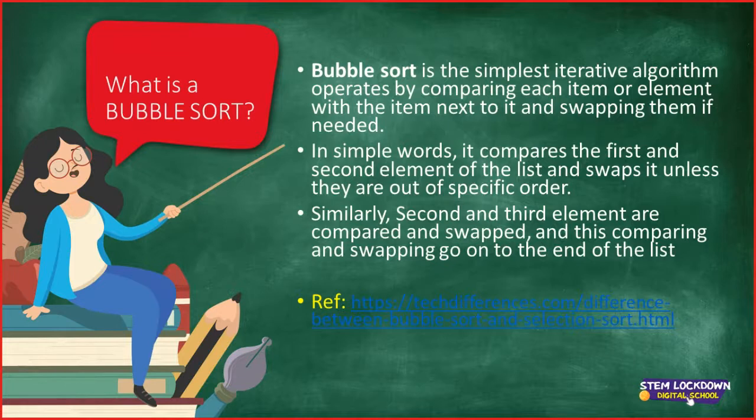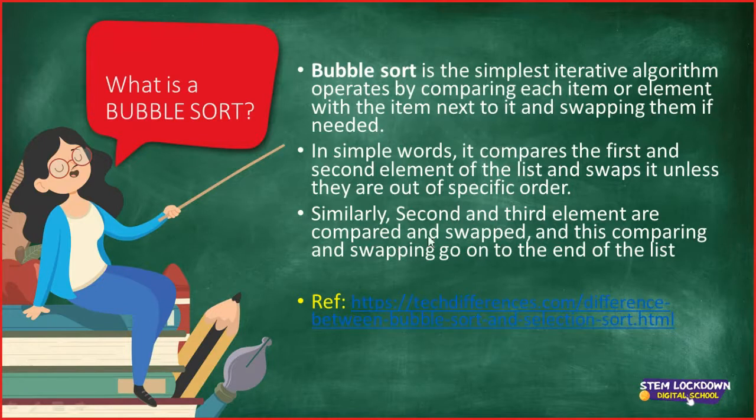In a bubble sort, however, it compares items next to it. So it's not going back to the first value and then starting over again. It is comparing items next to it. Let's just continue reading this and then an illustration will better describe how this works. So, and swapping them if needed. In simple words, it compares the first and second element of the list and swaps them unless they are in a specific order. So that's what it's doing.